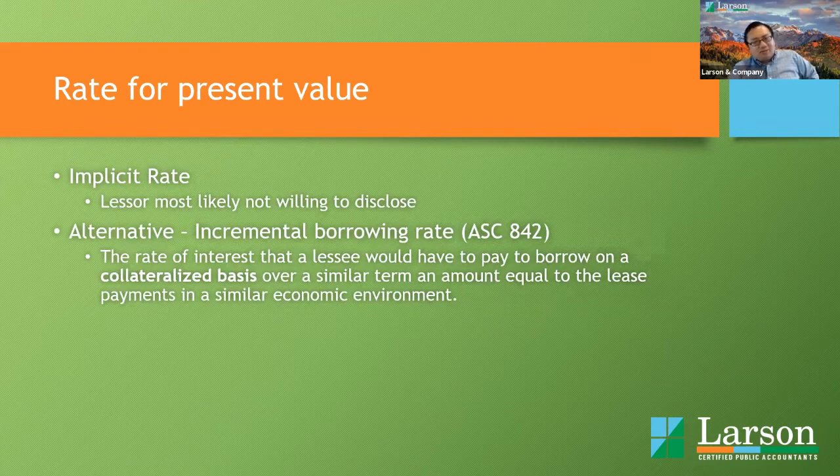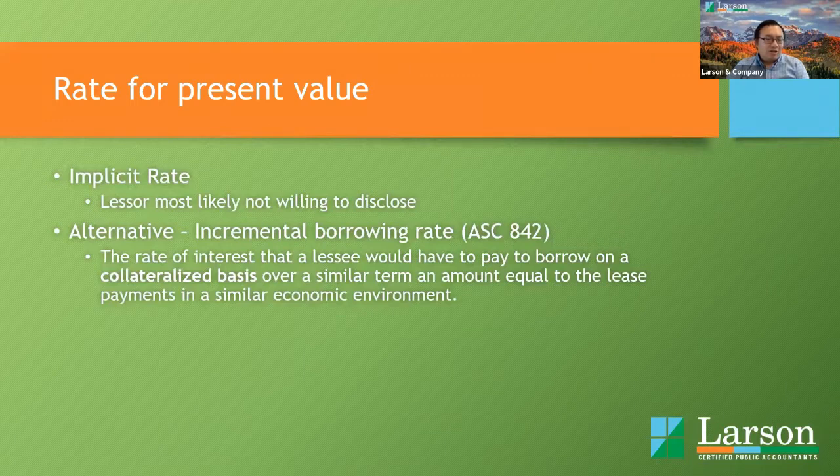So even though the guidance wants you to use the implicit rate, most companies I've seen use this alternative, which is the incremental borrowing rate, which is the rate of interest that a lessee would have to pay to borrow on a collateralized basis. And so if you have that information handy, I would suggest you present value using that rate, whatever your collateralized borrowing rate is. And if you don't have one, you may be able to identify through maybe similar companies what that rate would be.